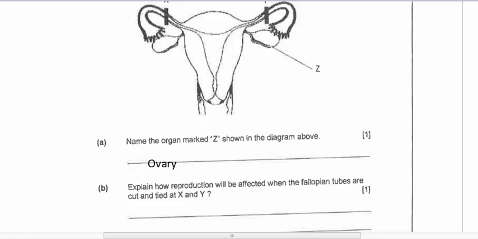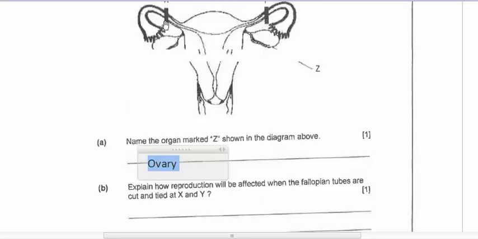Part B is supposed to explain how reproduction will be affected when the fallopian tubes are cut and tied. So this is the fallopian tube. Alright, so if I cut and tie it, what's going to happen? Basically the egg, when it tries to come out, will be blocked. And so without egg, how would reproduction be affected? Basically, you have no egg to fertilize.